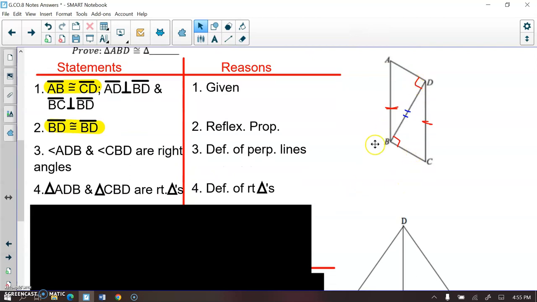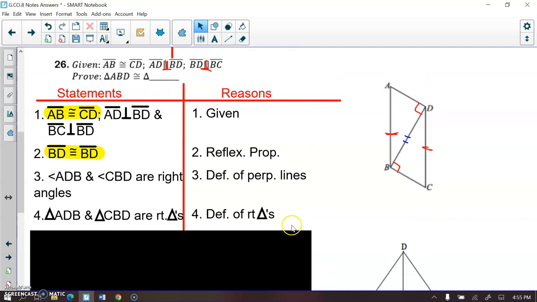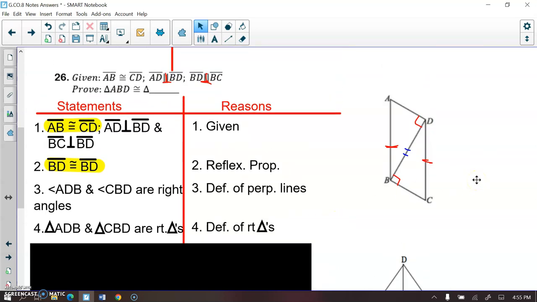Now that I know that these are right triangles and I have proved that one of the legs are congruent to each other and the hypotenuses are congruent to each other, I can now say that these two triangles are congruent by HL. But let's look at the order of the vertices.